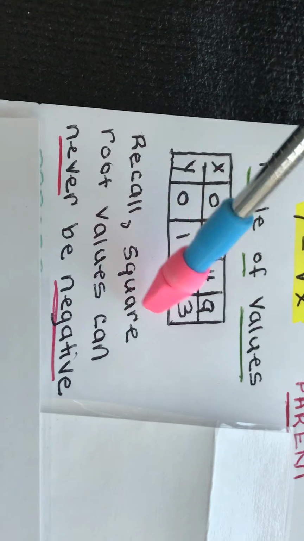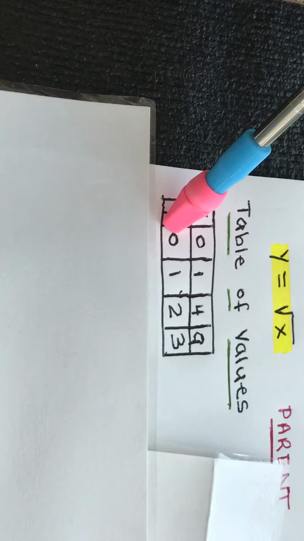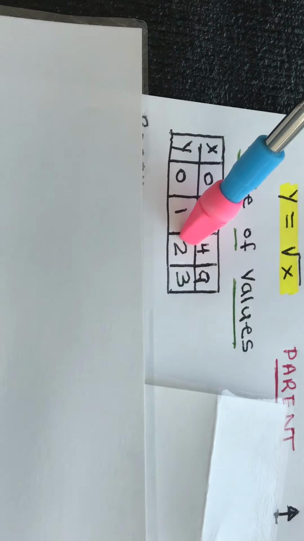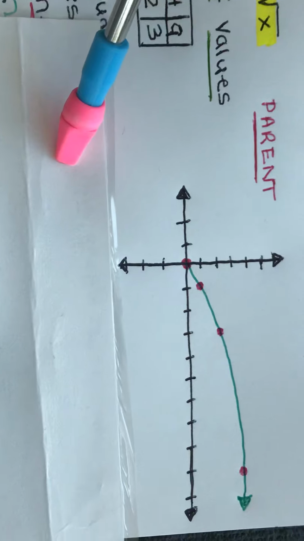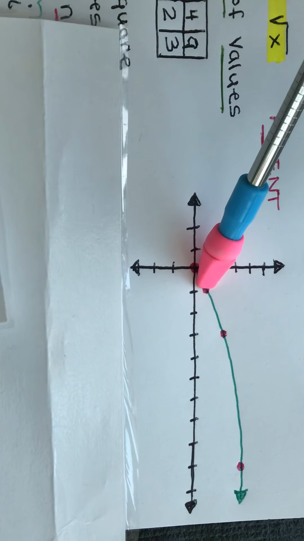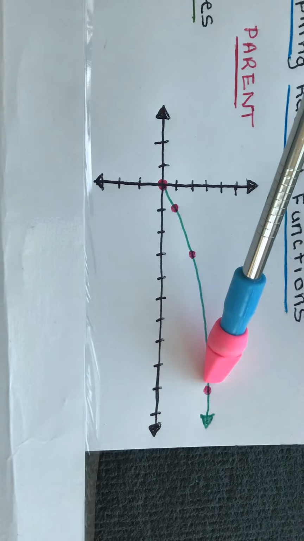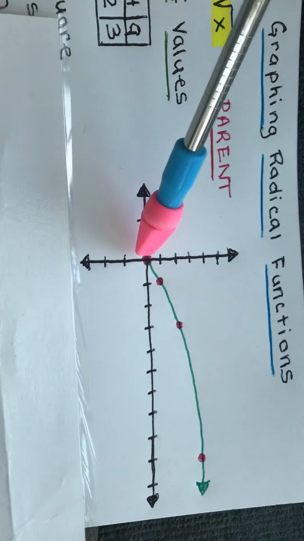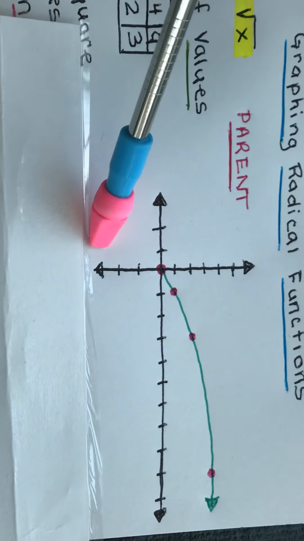Now if you take these and you graph them on a coordinate plane, 0, 0, 1, 1, 4, 2, 9, 3, this is what your graph is going to look like. 0, 0, 1, 1, 4, 2, and all the way over here is 9, 3. You can look, when I connect my 4 points, it's a little bit of a curve.